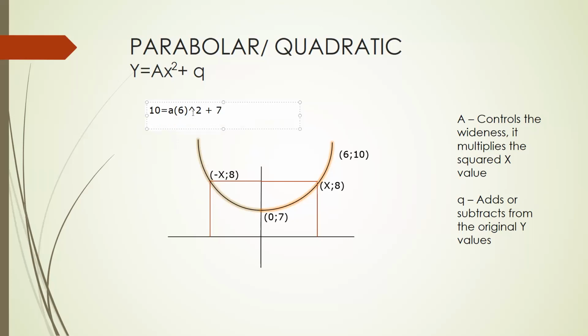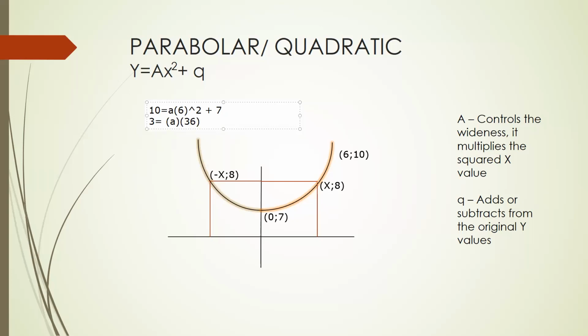Then we say, okay, 7 moves over to the other side. 10 minus 7 is 3. 3 is equal to a times 6 squared. What is 6 squared? It is 36. Then we're going to have 3 is equal to a times 36. You can just write 36a, or you can be smart and write it in brackets, a times 36.